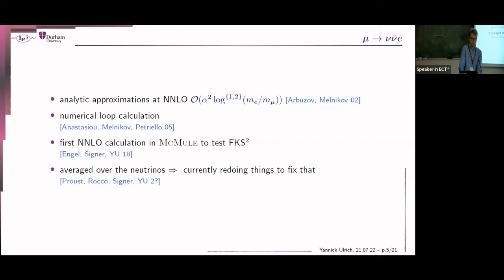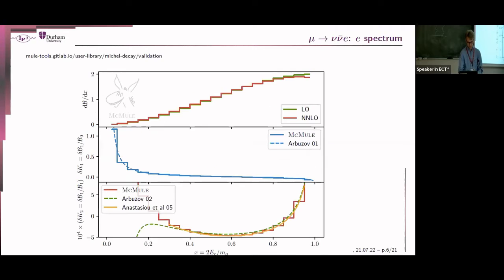This is currently averaged over neutrinos, because we don't care about the neutrinos, but some people do. So we're currently redoing this calculation with a student to fix that, to not average over neutrinos. And this is what it looks like.